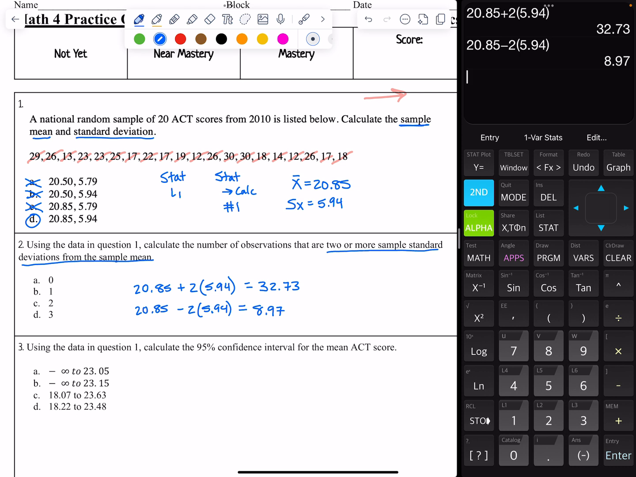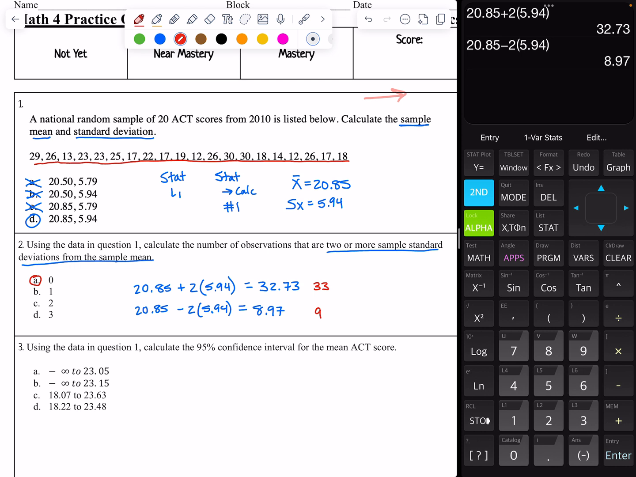So are there any values in the data set that are outside of 32.73? That'd have to be like 33. And this would have to be 9. As I look through my data, I don't see a number bigger than 33, and I don't see anything less than 9, so it would be 0. None of them fall outside of that range.